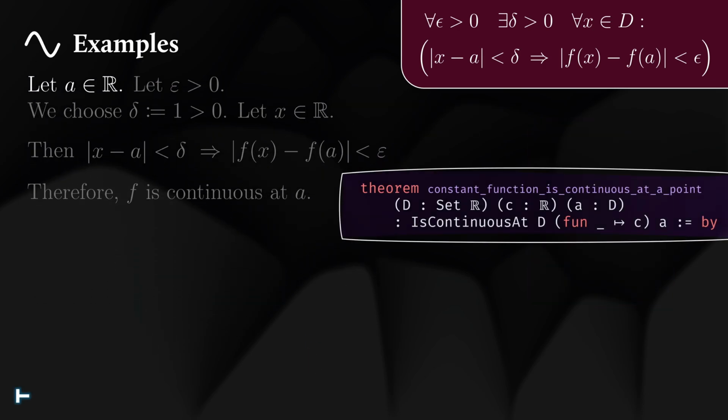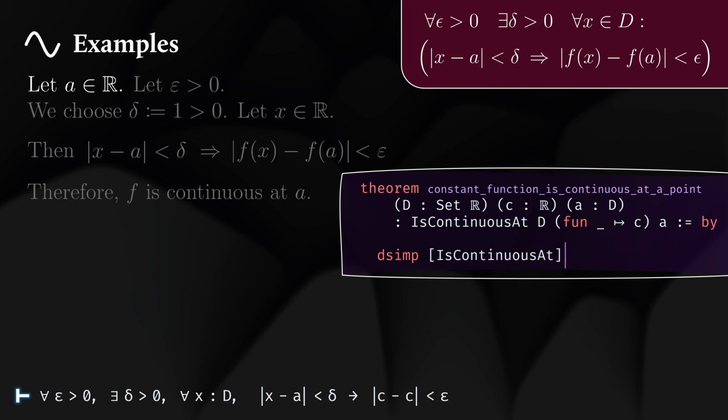Well, we declare a theorem, constant function is continuous at a point. We give it all the variables we need, for example the constant c, and then we claim that this function is continuous. Down in the bottom here, I write down the goal that we have to solve. Right now we have to solve is continuous at a, the function x to c. In order to plug in our definition, we use dsimp, and now we really see what we have to prove.